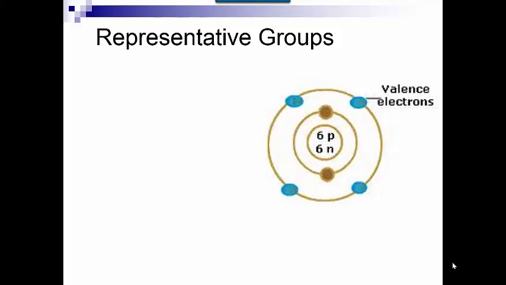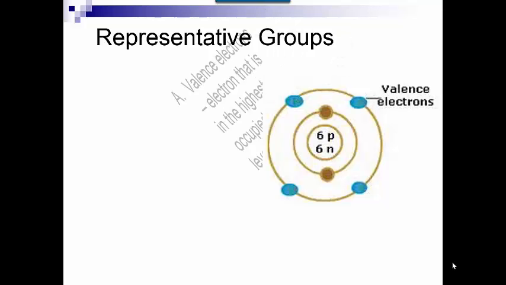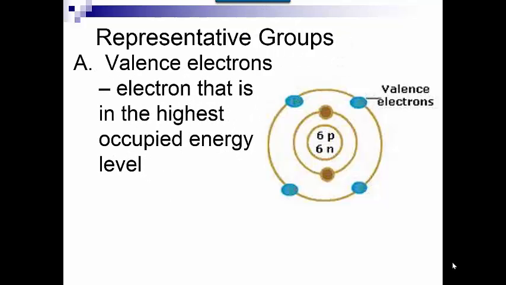We're going to finish looking at the periodic table by talking about what are representative groups. And with representative groups, one of the things we need to look at are valence electrons. Now, we know that every atom has electrons, and we can look at the atomic number and figure out the number of protons and then also the number of electrons. The valence electrons, though, are a very specific set of electrons. These are the ones in the highest occupied energy level.